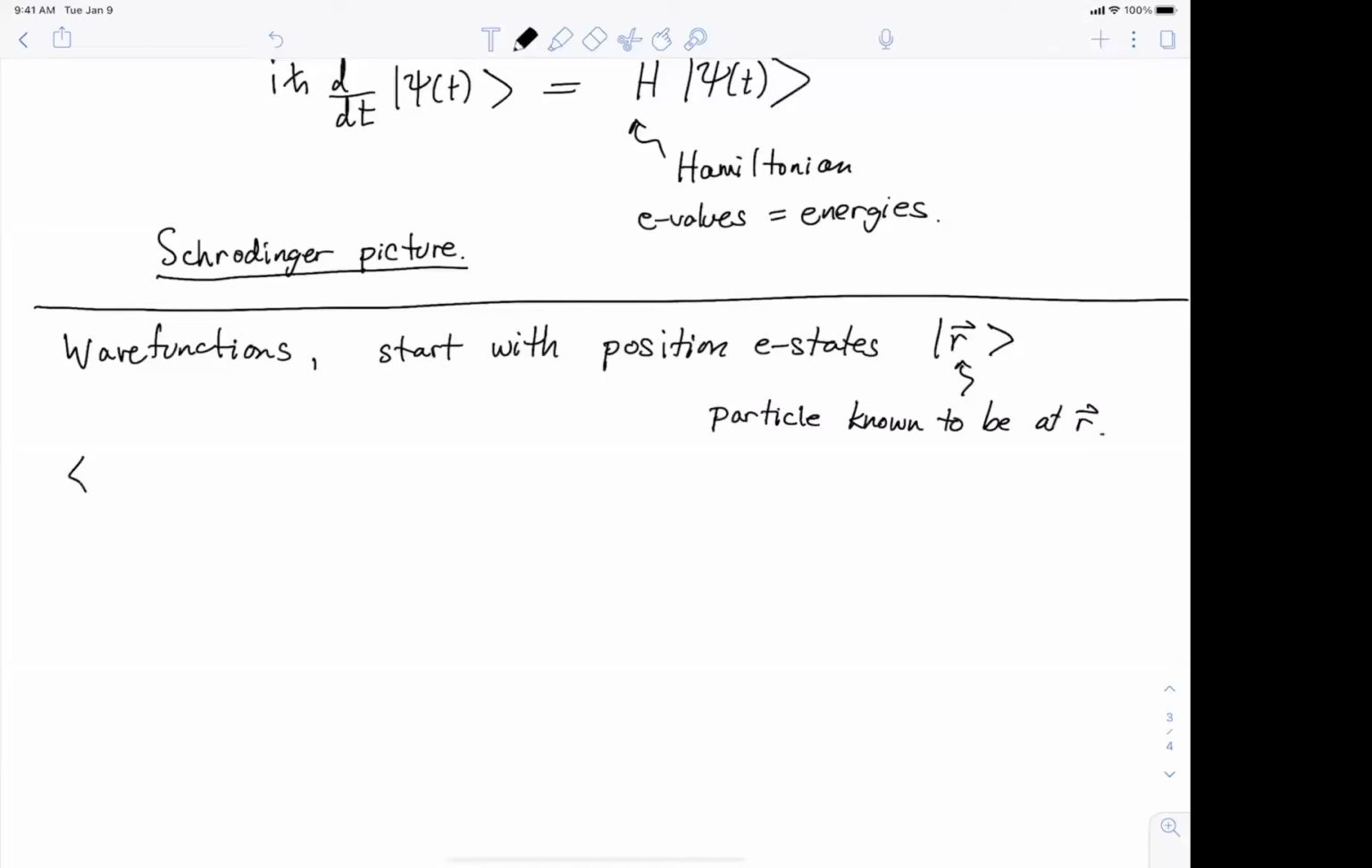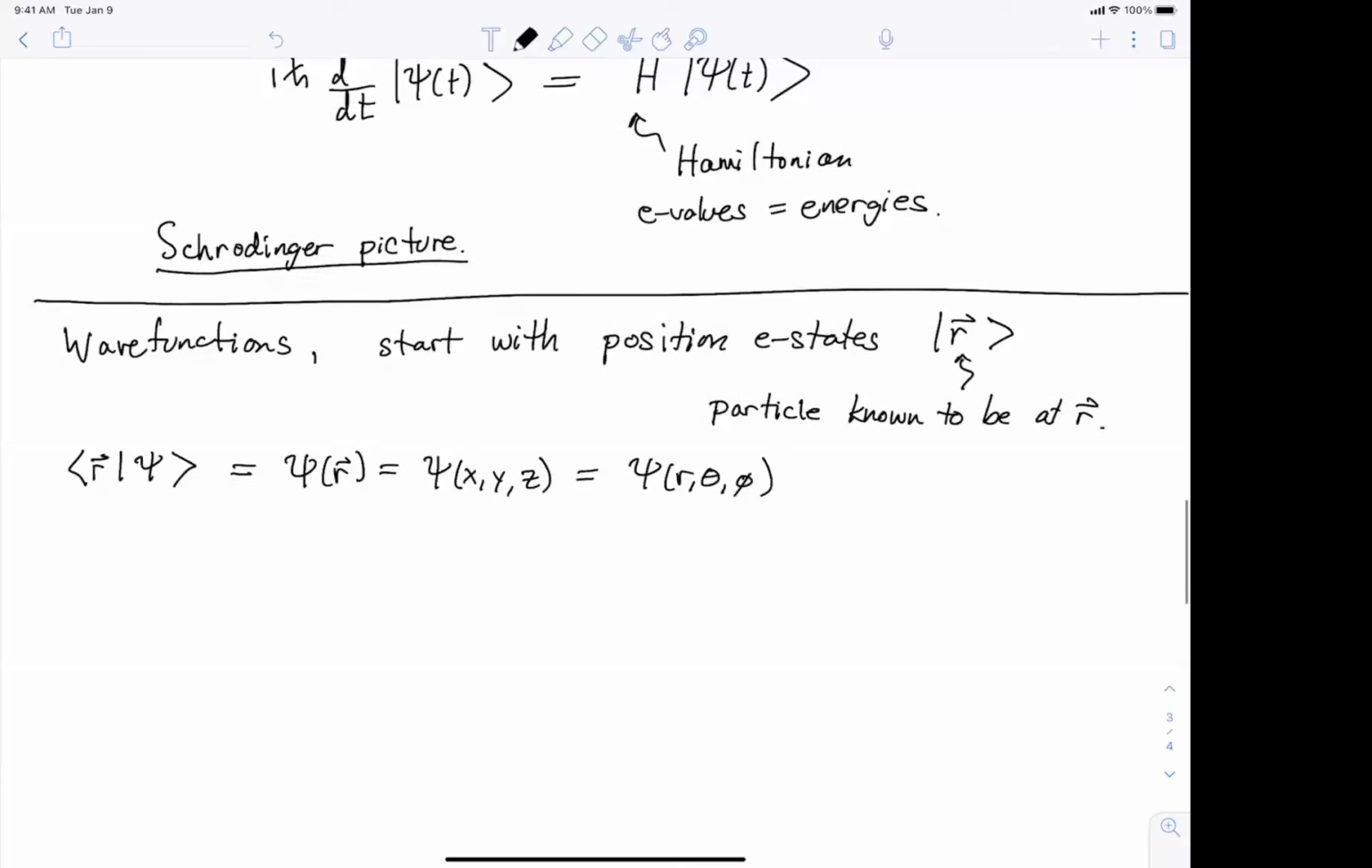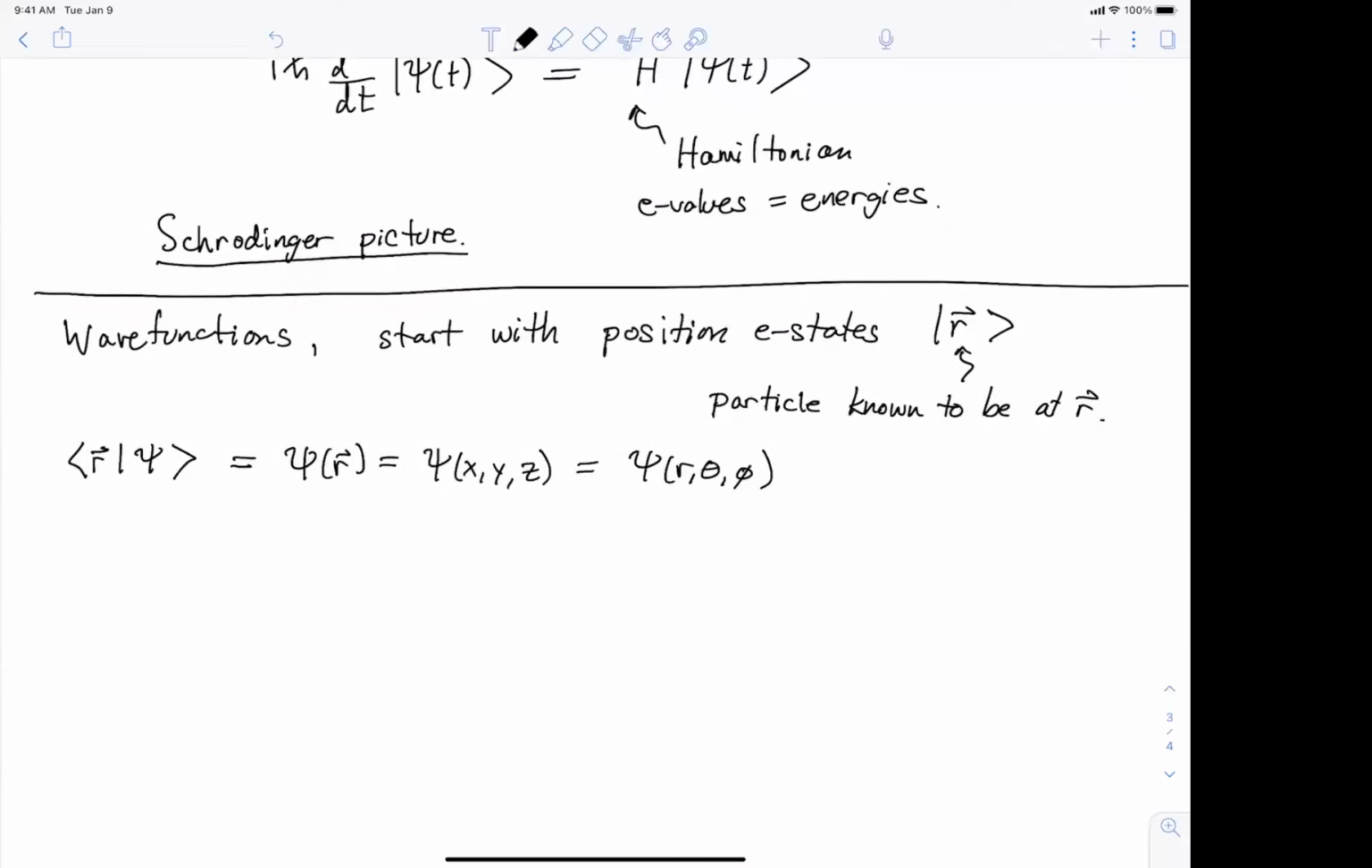Okay, and then if you take the matrix element of the position eigenstate with the state you're in, that happens to equal psi of r, which you can write in lots of different ways depending on your mood. You might write it like that, or you might write it in spherical coordinates. I don't know that we're ever going to use cylindrical coordinates this semester, but we could in principle. And so those are all different ways of conveying the information about what state we're in. And then in the position representation, the operator of position is just represented by the ordinary vector position, which is just a set of numbers.